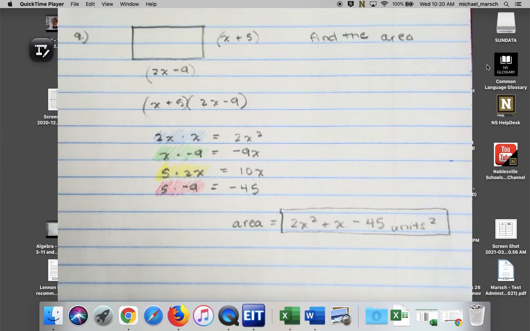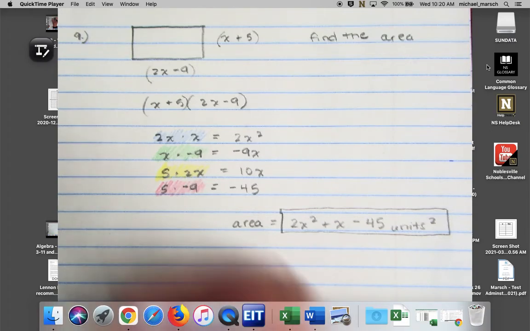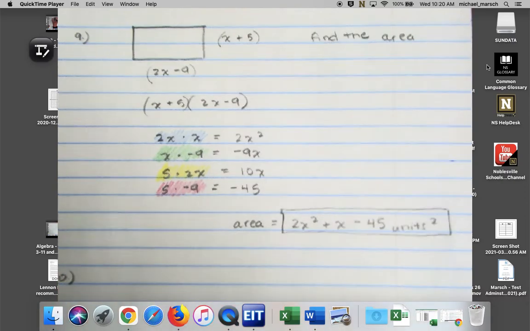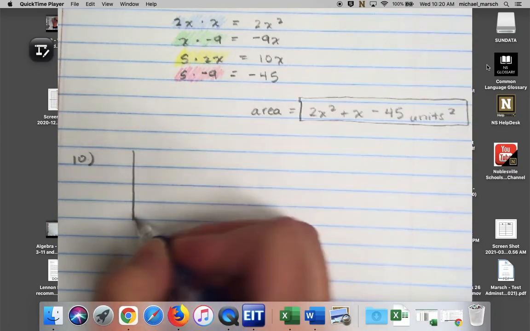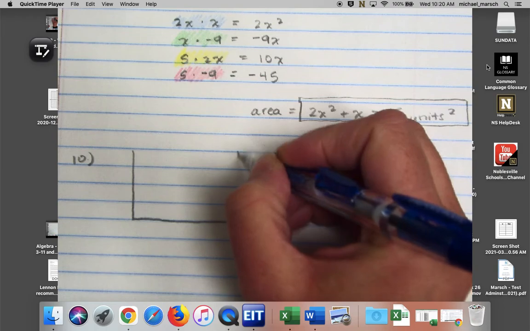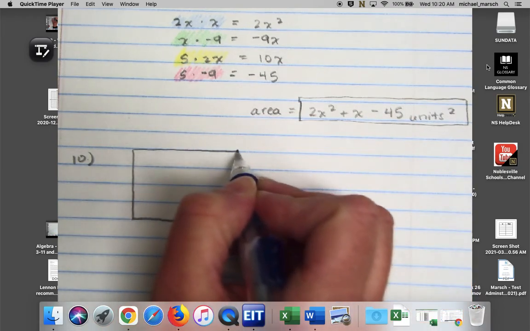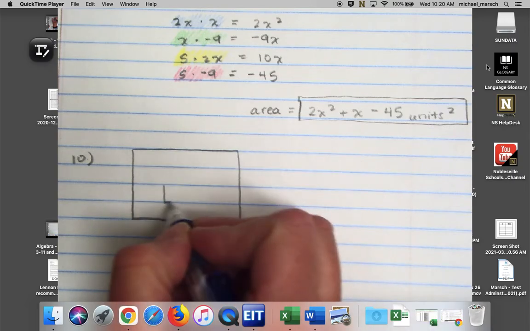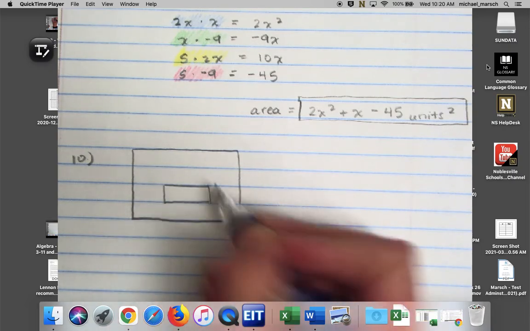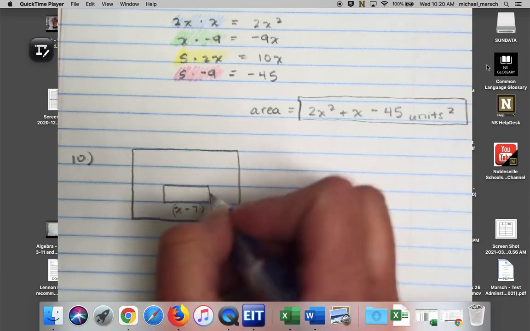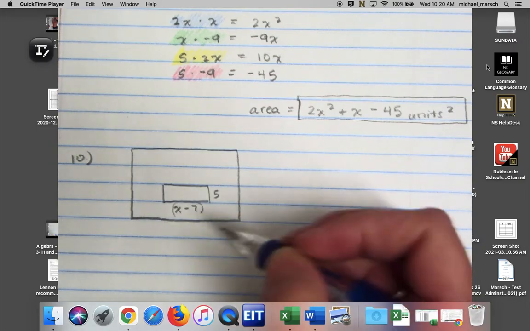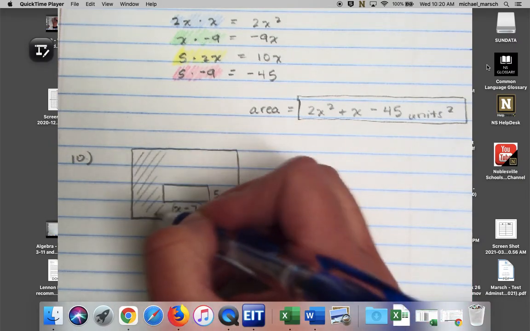Okay, so one more example. It's kind of complex. Don't freak out. Let's challenge ourselves a little bit. So what if we have something that looks like this? We've got a rectangle with a rectangle inside, right? And we know that this rectangle, one side is x minus 7, the other side is 5. And then we're going to shade in all this around it.